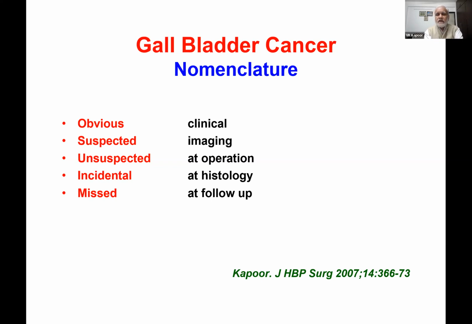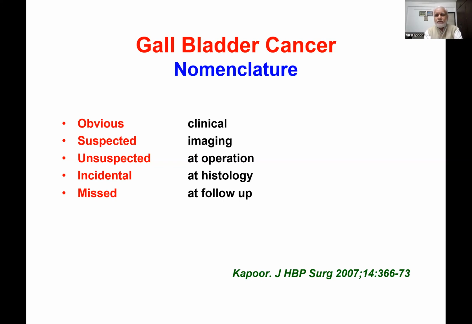If the clinical picture is like gallstone disease, but imaging, which would be an ultrasound, suggests that there is something wrong, then this becomes a suspected gallbladder cancer. If even ultrasound is normal, but during the cholecystectomy, you find that things are not like a normal non-malignant gallbladder, then it should be called an unsuspected gallbladder cancer.